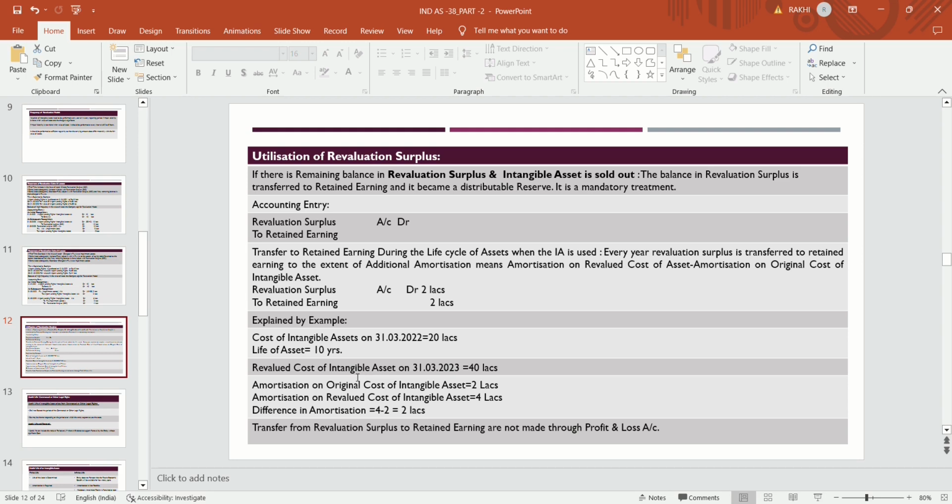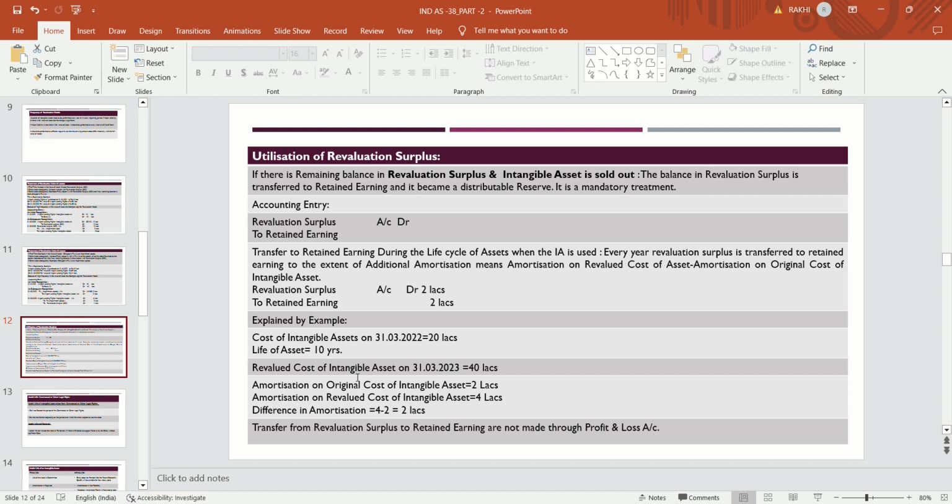Suppose the cost of an intangible asset as on 31st March 2022 is 20 lakhs, and the useful life of that asset is 10 years. Now the revalued cost of the intangible asset as on 31st March 2023 is 40 lakhs. Amortization on original cost of the intangible asset is 2 lakhs, and amortization on revalued cost is 4 lakhs. So the difference is 2 lakhs.